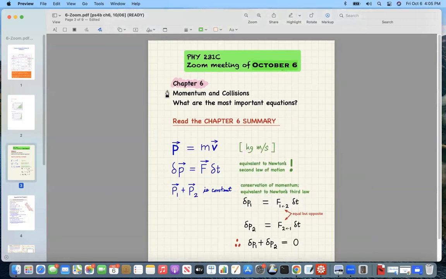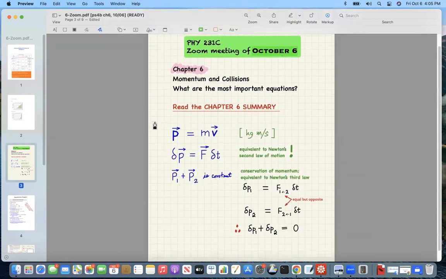I had a Zoom meeting last week on chapter 5. That's really a very important chapter. It's the chapter on energy. And so that had a long problem. That has a long problem assignment due Monday. That's an important chapter.